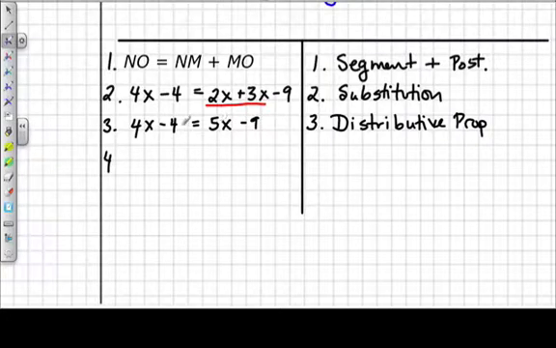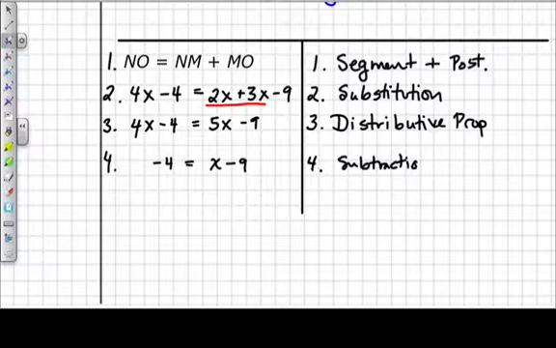Now my next step: I'm going to subtract 4x from both sides because that's going to keep my variables positive. That's going to leave me with a negative 4 on the left. 5x minus 4x is 1x, or just x. And since I subtracted the same thing from both sides of the equation, that's going to be the subtraction property of equality. Please don't abbreviate subtraction with sub, because that could also stand for substitution. So we'll say subtraction property of equality, like that.